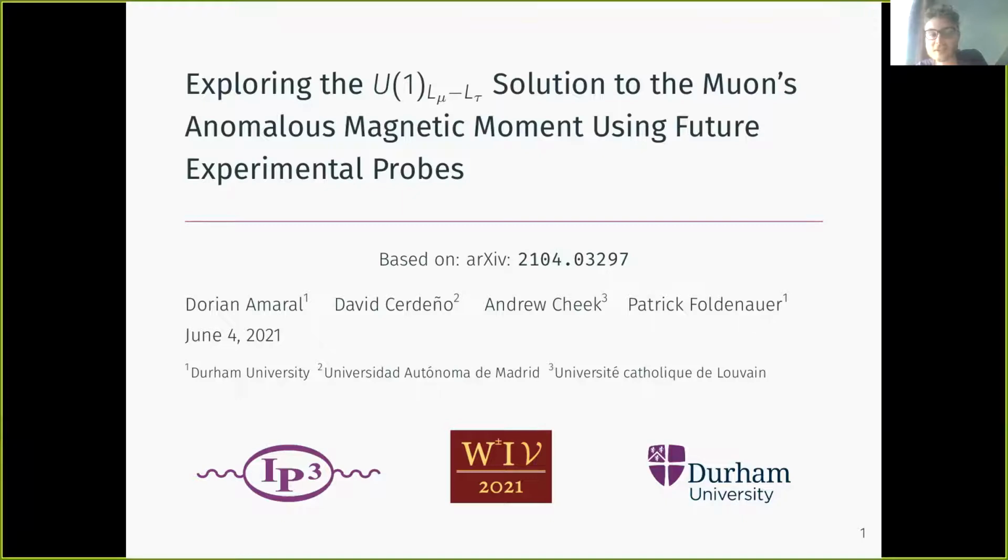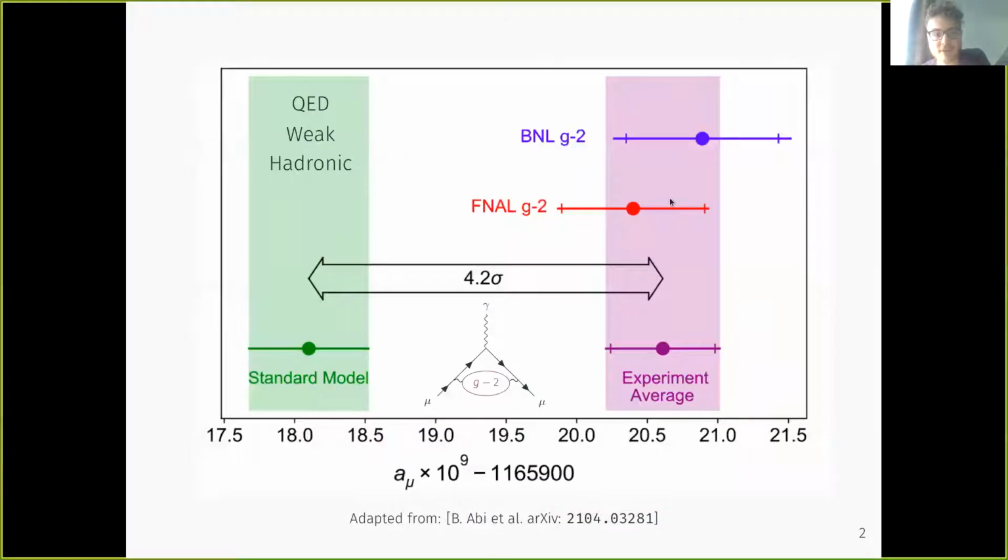Hi everyone, I'm Dorian, a PhD student at the IPPP, and I'm going to be giving you a very quick whistle-stop tour of how future experiments might be able to probe a particularly elegant solution of the muon anomalous magnetic moment. So we're going to go in hot. We only have 20 minutes to do this, so we're going to have to be quick.